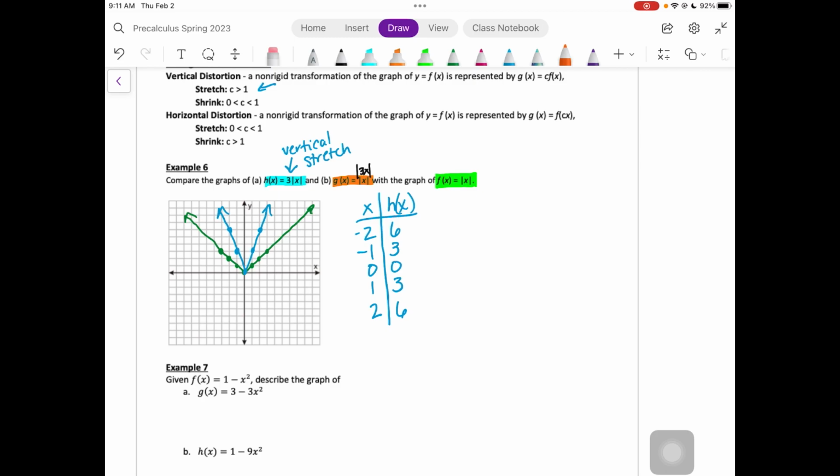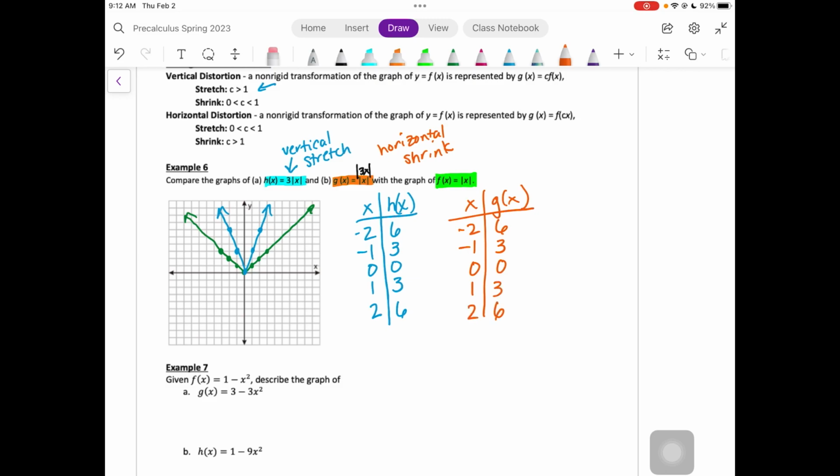All right, and then for g of x, this is a horizontal shrink. All right, and so we are going to create our table of values. So we could do negative 2, and then 3 times negative 2 is negative 6. Absolute value of that is positive 6. And then plug in negative 1. And negative 1 times 3 is negative 3. Absolute value of that is 3. 0, plug it in, you get 0. 1, you get 3. And 2, we get 6.